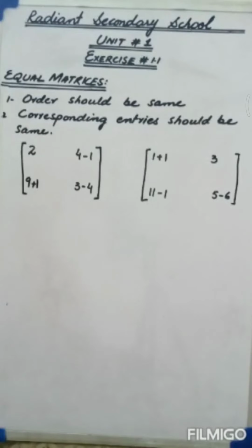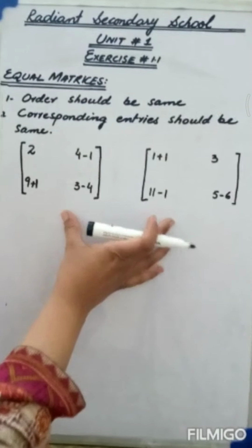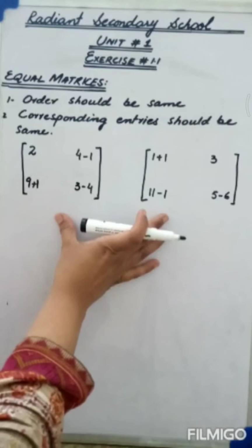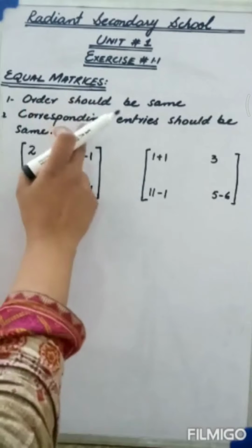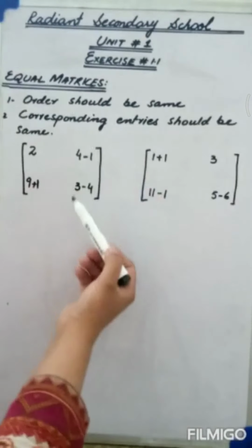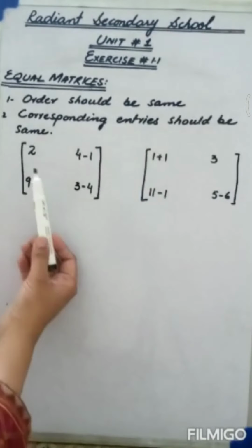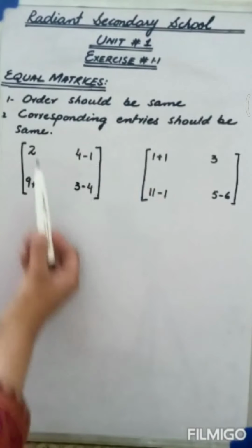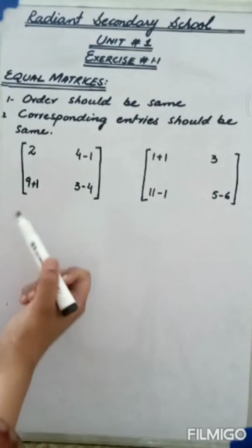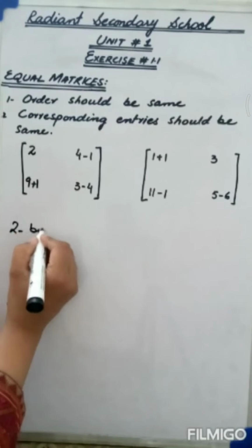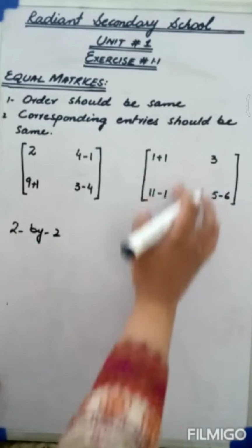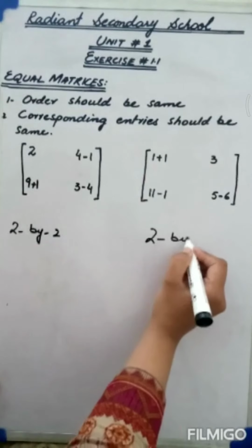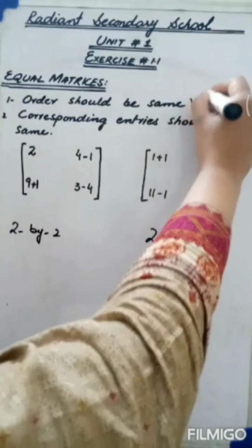Now students, we will check equal matrices. I have told you that for equal matrices, the condition is that the order should be the same, and number two condition is that their corresponding entries should be the same. So first of all, we will check the order of these two matrices. In this matrix, you can see 2 rows and 2 columns are there. So the order is 2 by 2. And what is the order of this matrix? Again 2 by 2. So number one condition is satisfied, their order is the same.